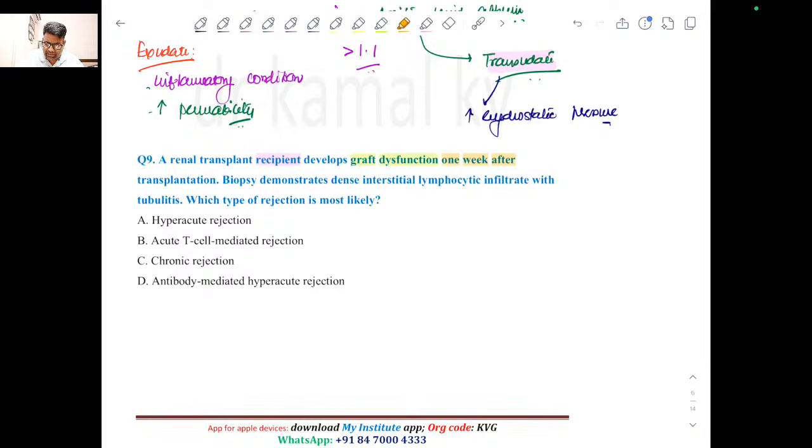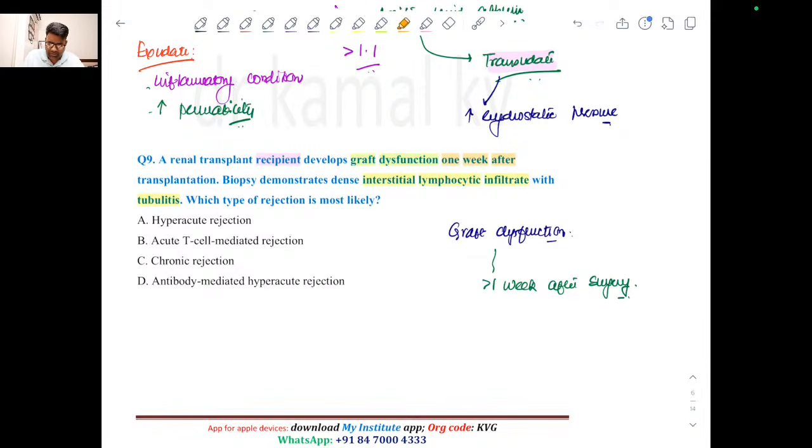Next question: a renal transplant recipient develops graft dysfunction just 1 week after transplantation, and the biopsy demonstrates dense interstitial lymphocytic infiltrate with tubulitis. What type of rejection is most likely? Very good, very good. So here just look at the graft dysfunction. It is happening around 1 week after the transplantation surgery, right?